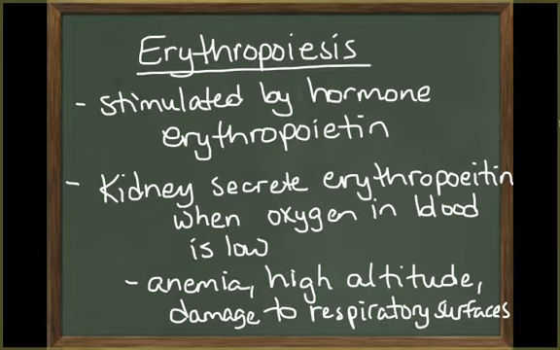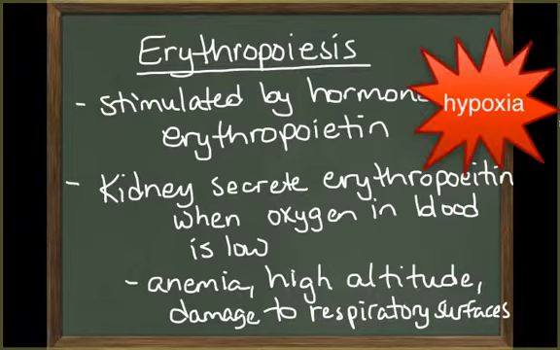Erythropoiesis is stimulated directly by the hormone erythropoietin. Erythropoietin is produced in the kidney when oxygen concentrations are low. A low oxygen level in tissues is called hypoxia.